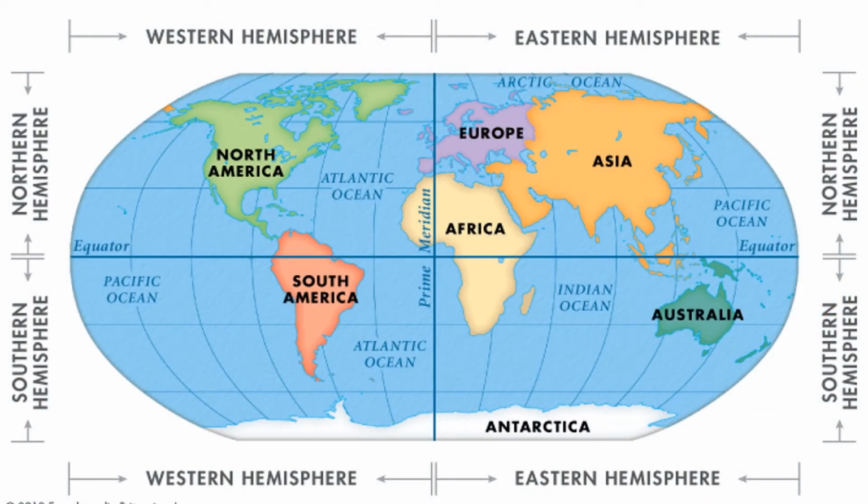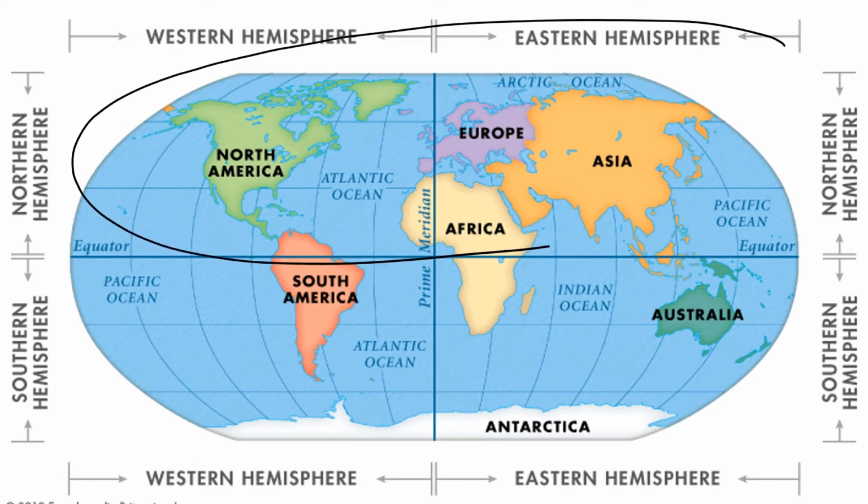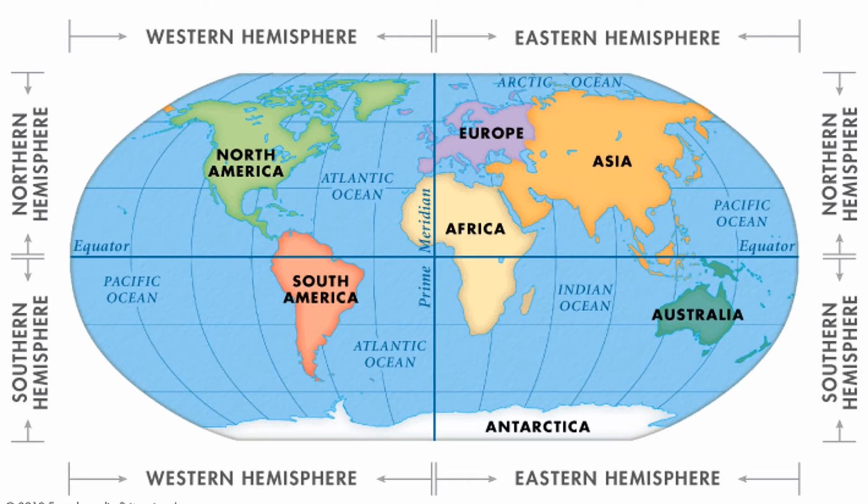So just keeping this in mind, this is the northern hemisphere right there. If it's winter in the northern hemisphere, that means it's summer in the southern hemisphere. So if you're planning a trip over the winter break and you're going from Texas to, let's go to Australia. Okay, so you're going from Texas to Australia.